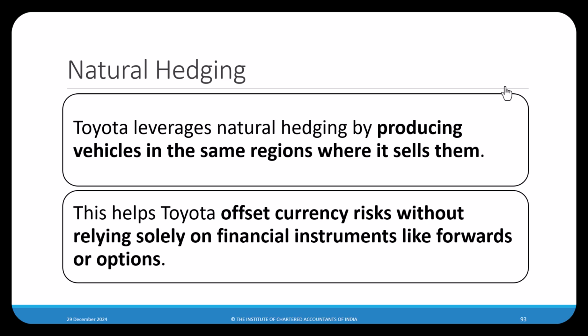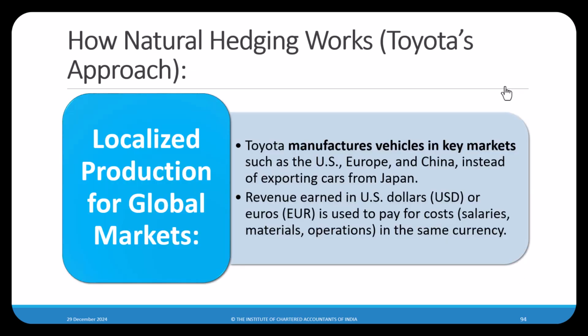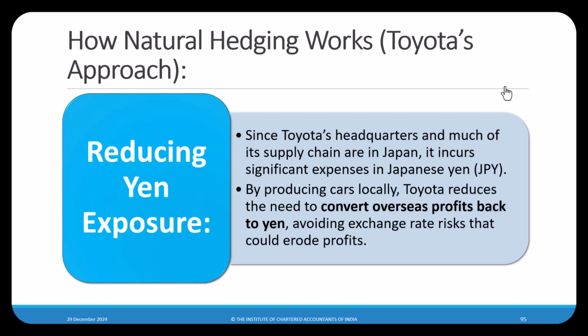So since they have their facilities in the country where they are manufacturing and selling, they have a lot of advantages because of that, and we're going to understand that. So how natural hedging works, the approach of Toyota. Toyota manufactures vehicles in key markets such as US, Europe and China instead of exporting cars from Japan. Okay? Whereas many manufacturers do manufacture in their own country and then export out. So revenue earned in US dollars or euros is used to pay the costs, that is salaries, materials, operations, in the same currency. Okay? So reducing yen exposure, because the yen had a lot of volatility.